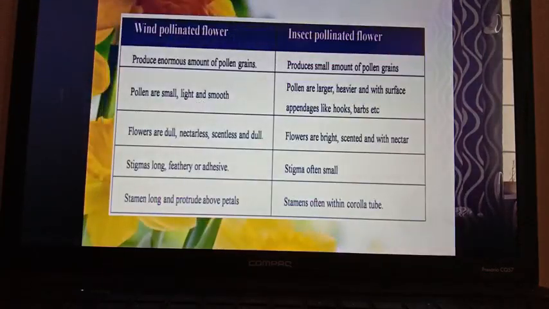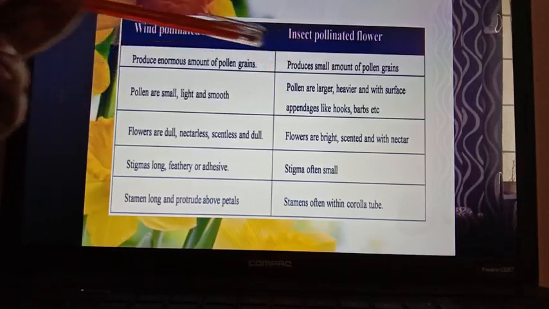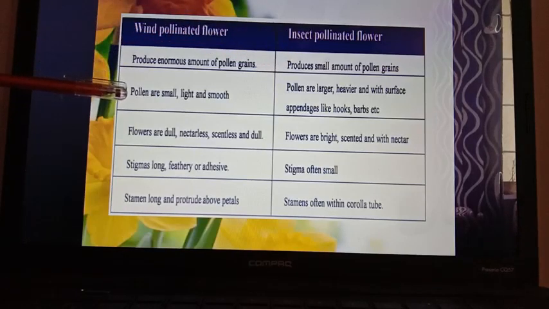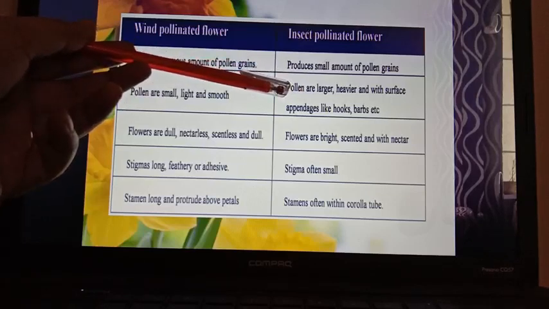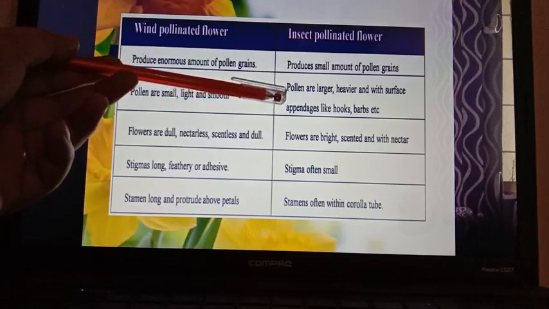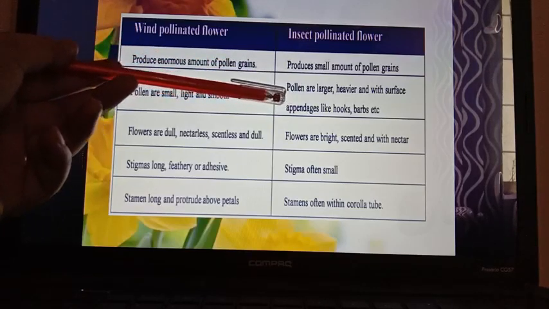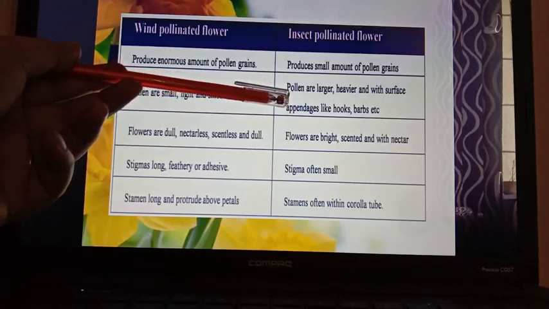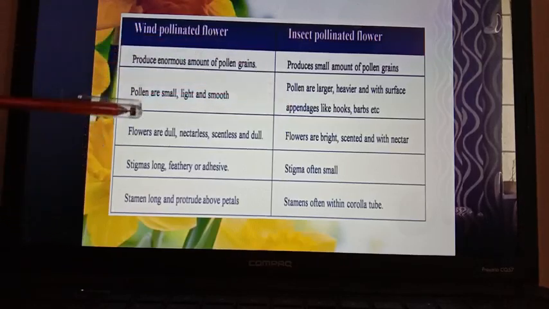So here you can see the differences between the wind pollinated flowers and insect pollinated flowers. First point, wind pollinated flowers produce an enormous amount of pollen grains. Here, insect pollinated flowers produce a small amount of pollen grains. Pollen grains are small, light and smooth. Here, pollen grains are larger, heavier, with surface appendages like hooks, bulbs. Actually these appendages help the pollens to attach to the insect's body.